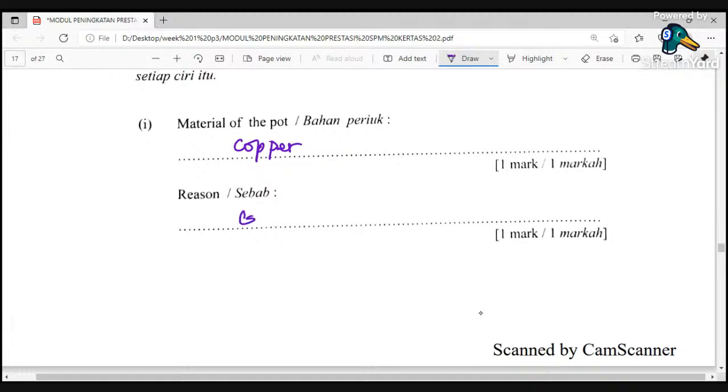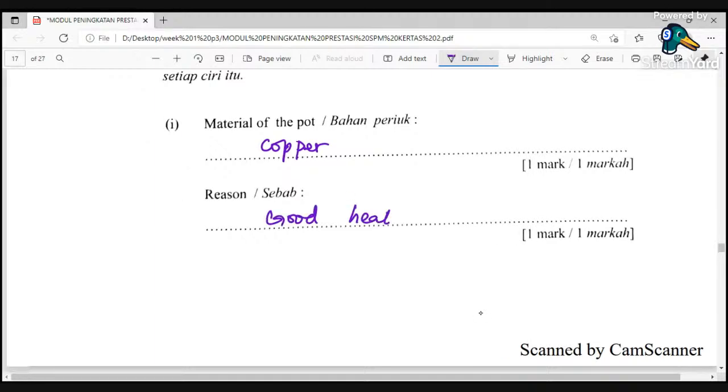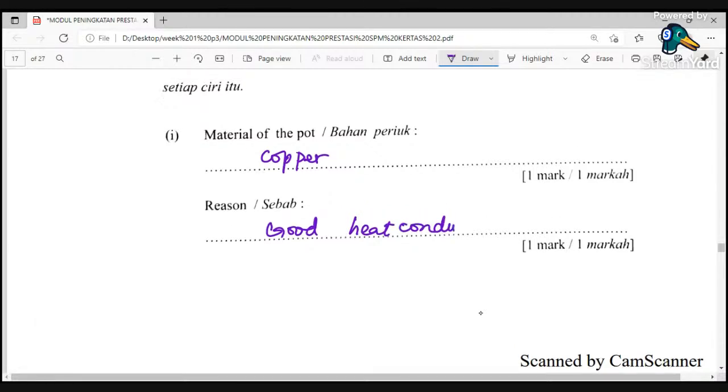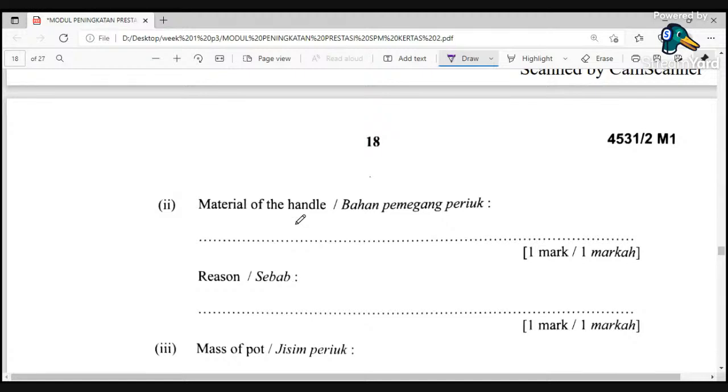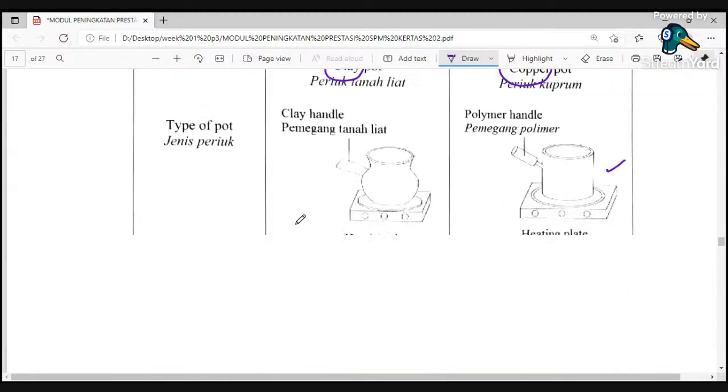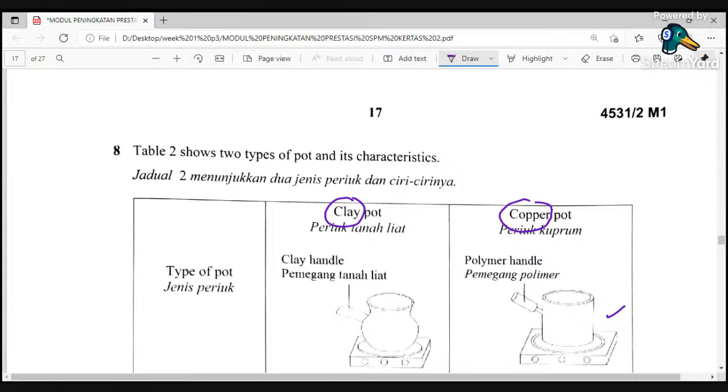Good heat conductor. Means can be heated up faster. Cepat absorb heat lah. Okay. Cepat panas. Material of handle normally is insulator ataupun polymer. Okay, sini ada mention tentang diagram dia. Nampak tak? Ini handle dia adalah clay ataupun polymer.